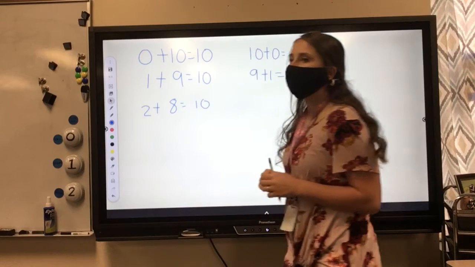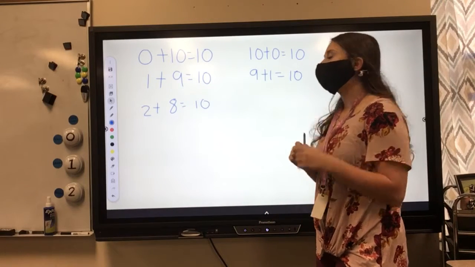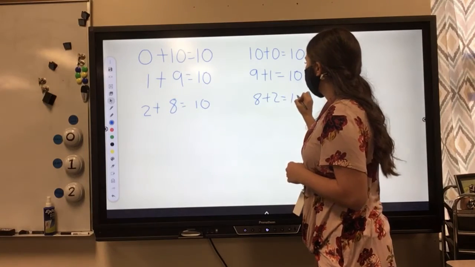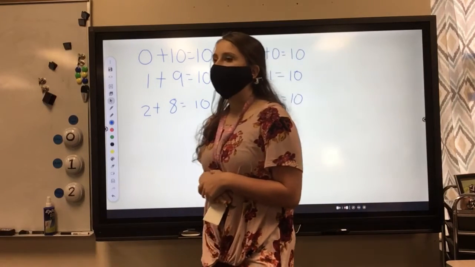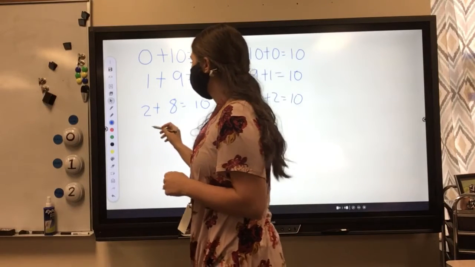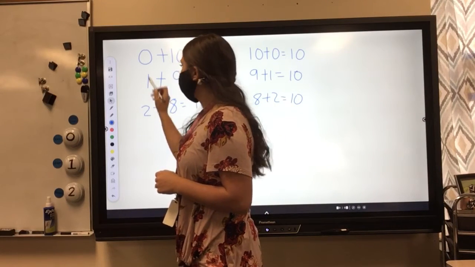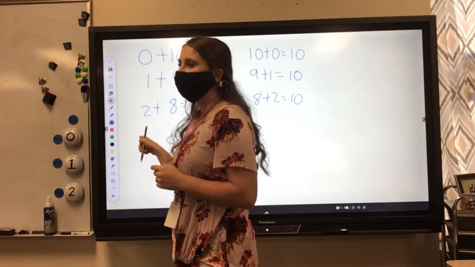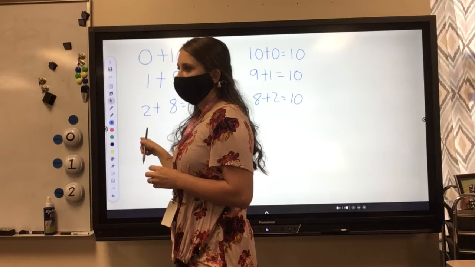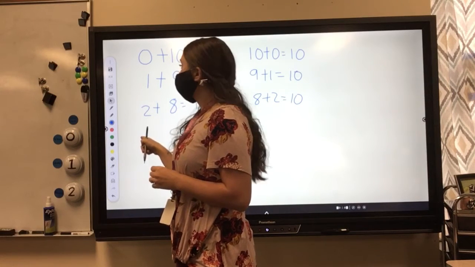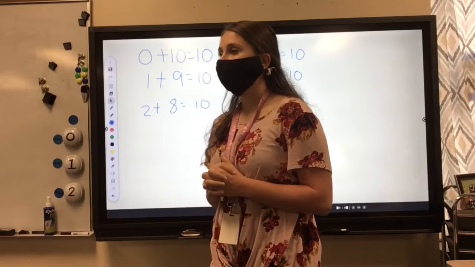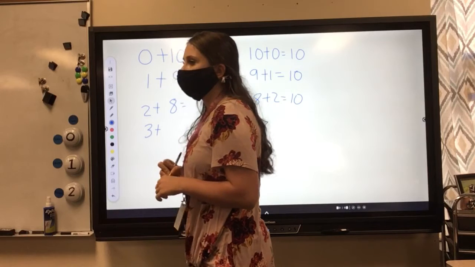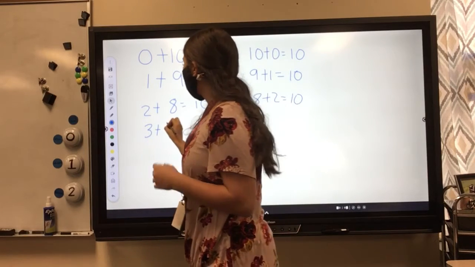What's the turnaround fact for 2 plus 8 equals 10? 8 plus 2 equals 10. Okay. What's our next one? We have 0, 1, 2. That's not our next one. We have 0, 1, 2. What would our next one be? 3. 3 plus what? 3 plus 7 equals 10.